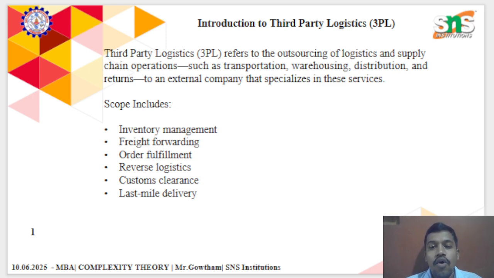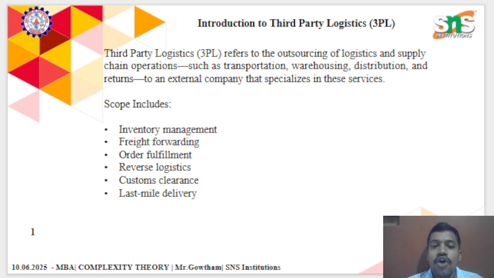There will be processes like transportation, warehousing, distribution, and returns, also handled by an external company that provides this service. What are the scopes involved in this process? First is inventory management. Second is freight forwarding, which is the movement of goods. They might use different modes of transportation to place the goods.